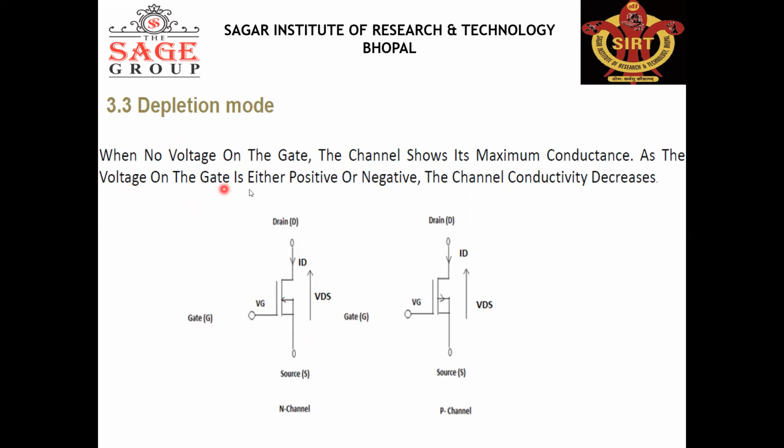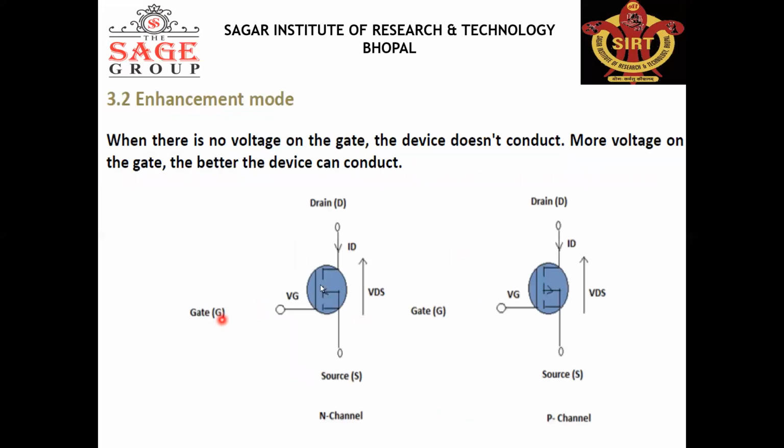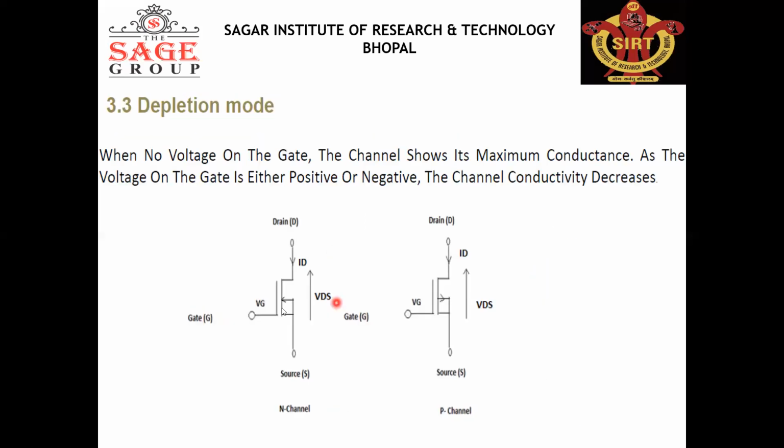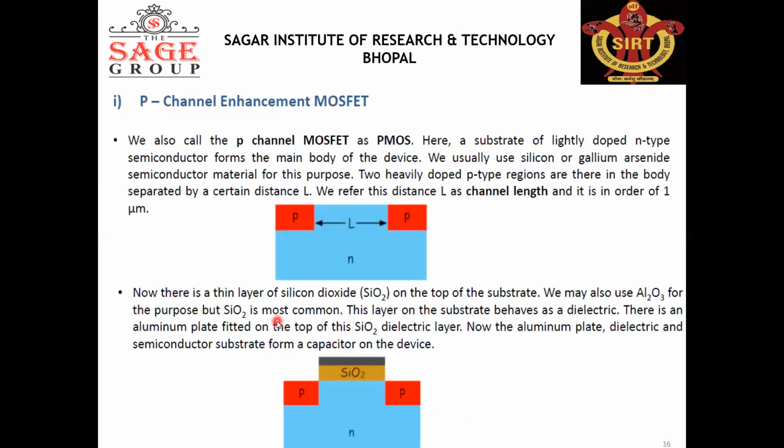As the voltage on the gate is either positive or negative, the channel conductivity decreases. So this is the difference between the depletion mode and enhancement mode: in enhancement mode the channel does not exist between the drain and source, but in depletion mode the channel exists between the drain and source. This is the structure, the construction, of an enhancement MOSFET, the P-channel enhancement MOSFET.